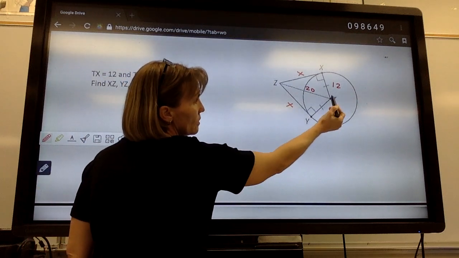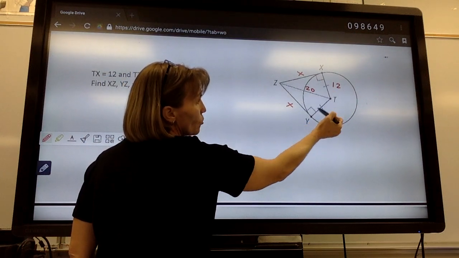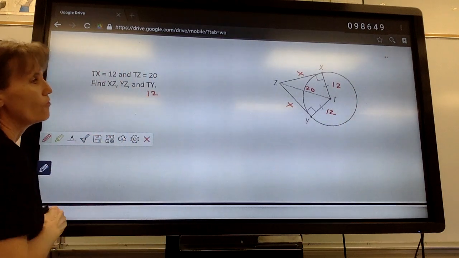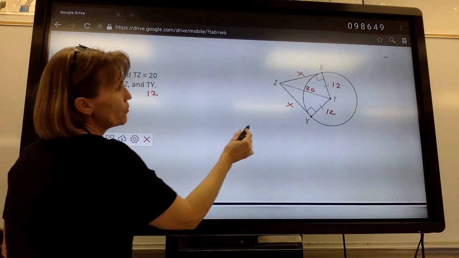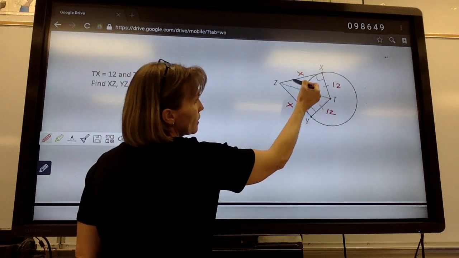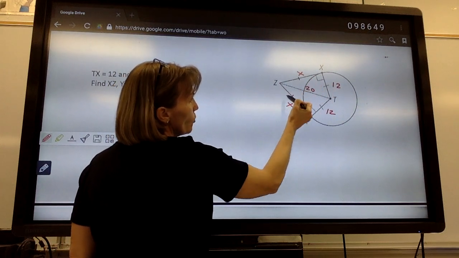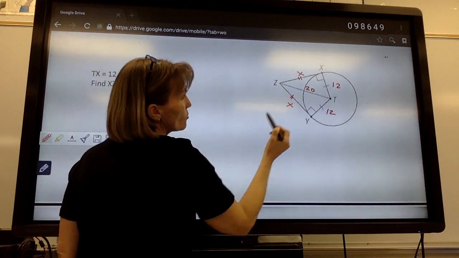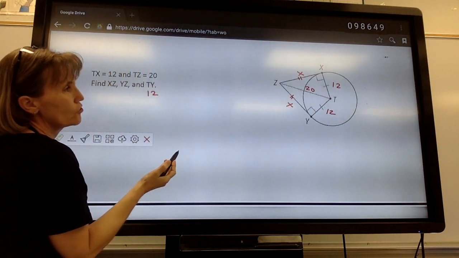Well, this distance is the same as that. It's a radius, so this has to be 12. Okay, T to Y has to be 12. Okay, and then for both of these, I'm just finding, I can take one triangle. These distances are going to be the same. I can take one of these triangles and solve it, and I'll have the distance for the other two sides.